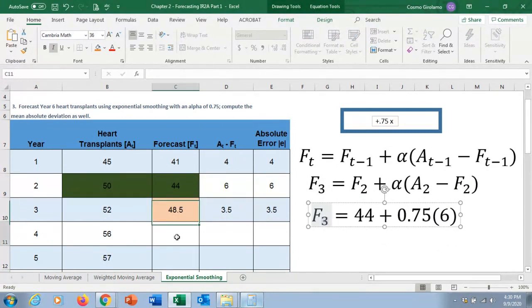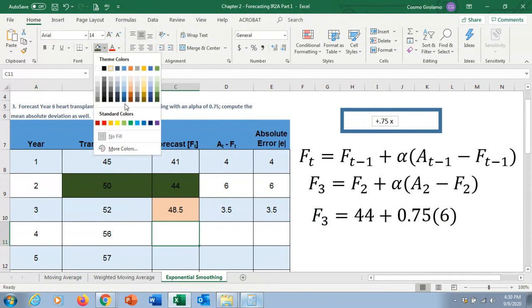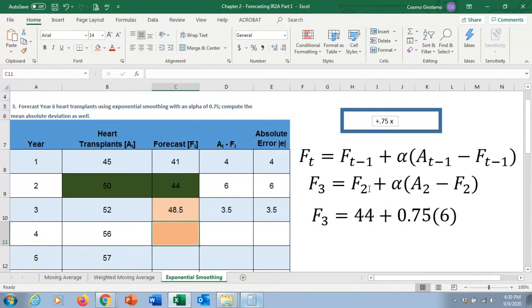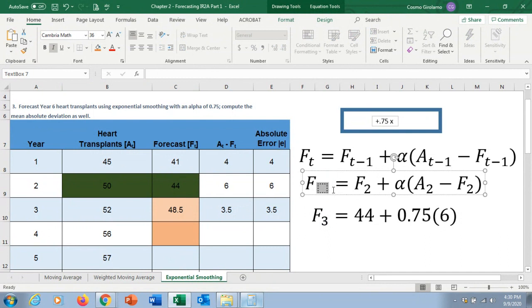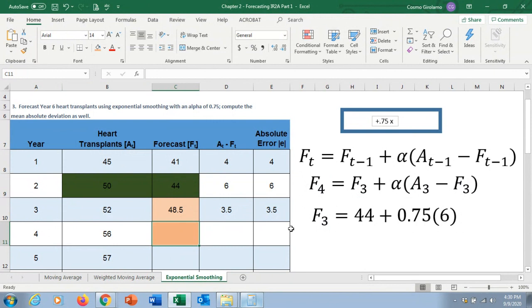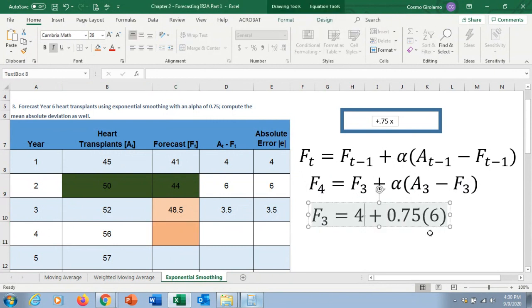Now my next one is I want to calculate F4, which is this guy over here. So how do I calculate F4? I start with what I predicted in F3, and then I use the error on F3. So for F3, I predicted 48.5. Alpha stays the same as 0.75. My error here was 3.5, and because I was too low, I'm correcting upwards. So 3.5.